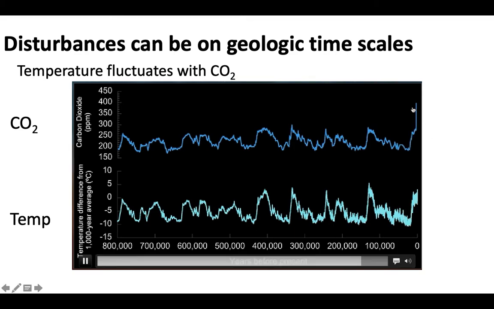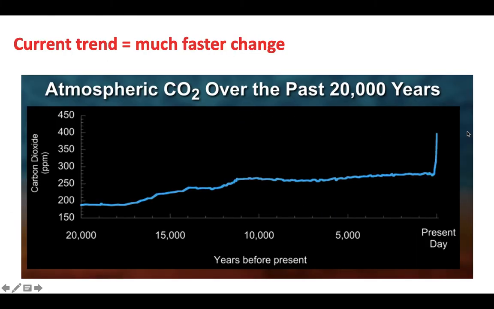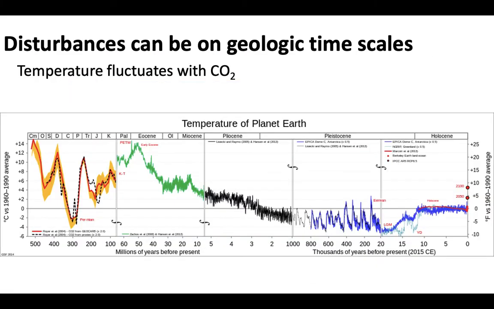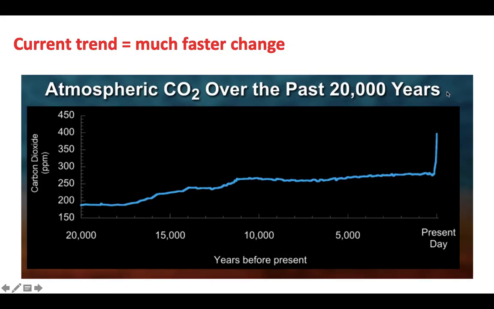And take a look at this spike of CO2 at modern day. That's pretty high, much higher than anything else we've seen in the past. And if we zoom in on that a little bit, right, you can see that spike even more so. So there's a much faster change. Even though there's lots of fluctuation over geologic history, we're seeing a much faster change today.